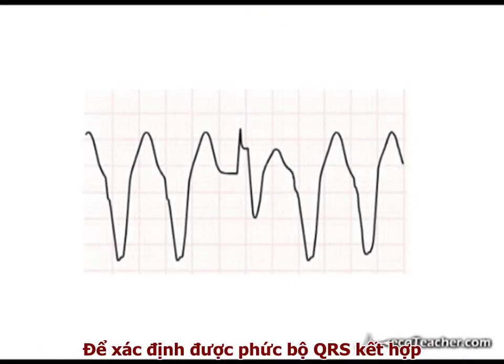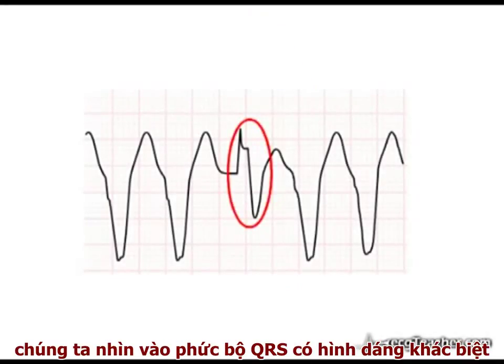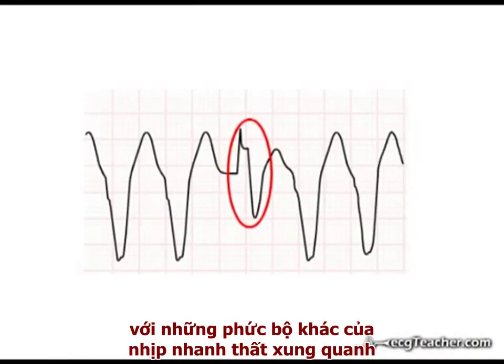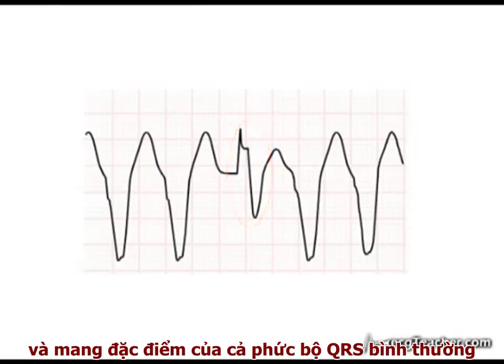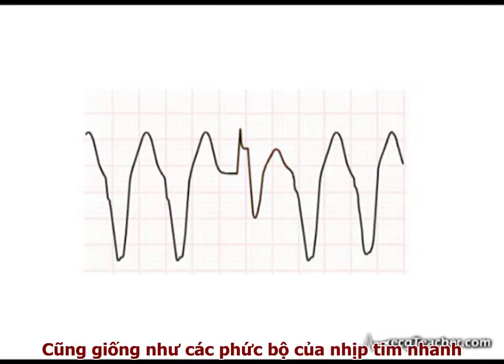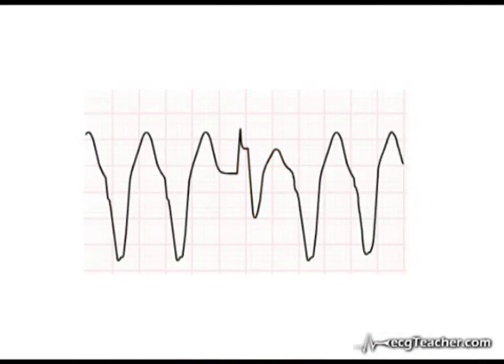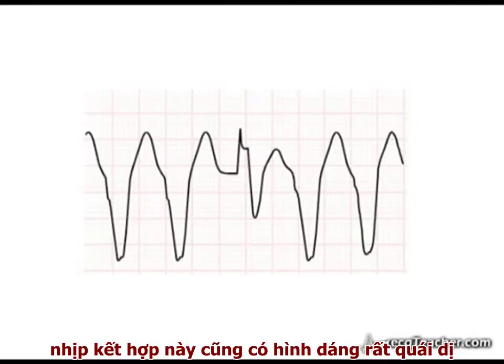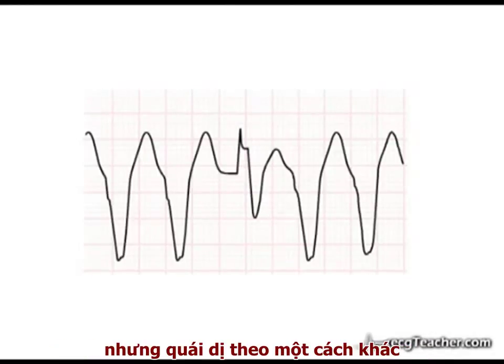To identify a fusion complex, we look for a QRS complex which differs in morphology from the surrounding complexes of the tachyarrhythmia, and which shares features of both the normal and broad QRS complexes. Like the complexes of the tachycardia, a fusion beat is bizarre in morphology, but bizarre in a different way.